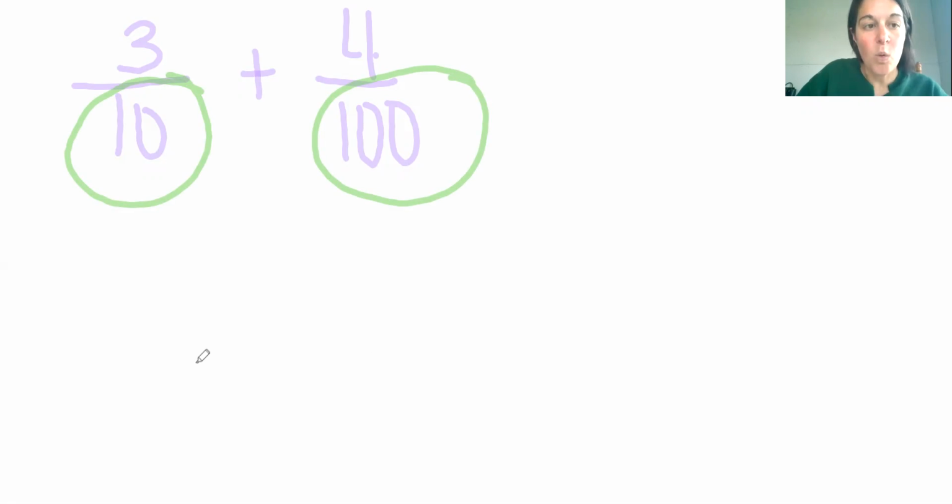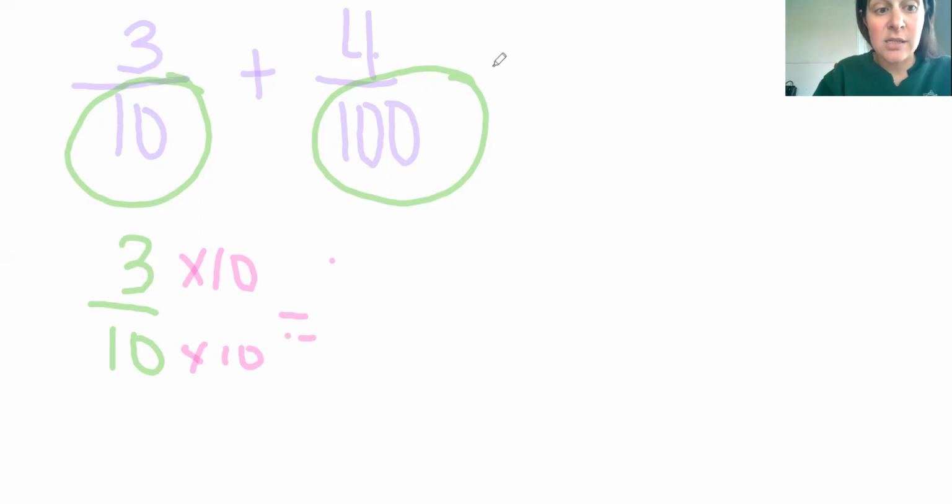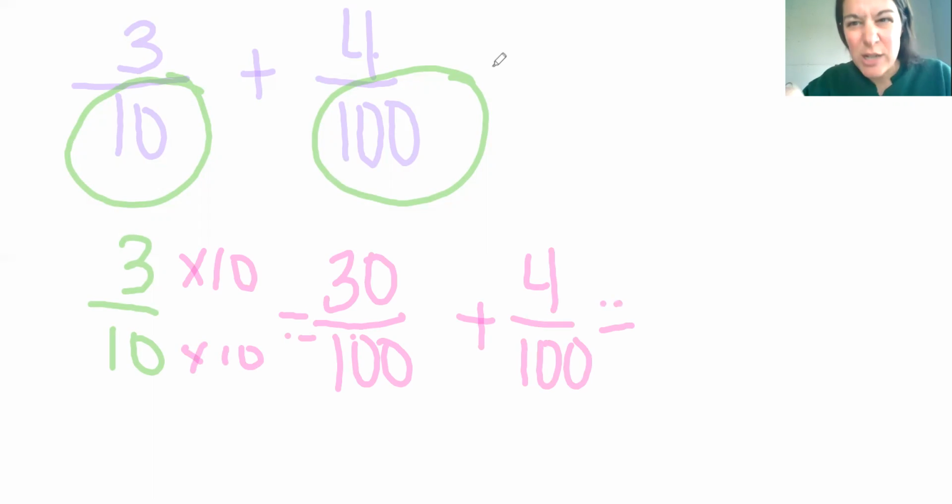What do I need to do to those tens to make it 100? So if I take my 3/10 and I want to make it into 100, what do I multiply by? I gave you a hint, we're multiplying. Times 10. What I do to the denominator, I have to do to the numerator. So my new number is 30/100. And now I can take 30/100 and add 4/100 to it. Can I do that? You bet your bottom dollar.